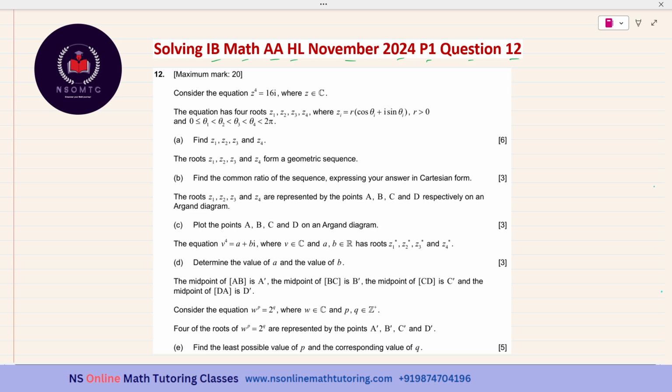So without any further delay, let us start solving question number 12. The maximum mark is 20. Consider the equation z to the power of 4 equal to 16i, where z is a complex number.